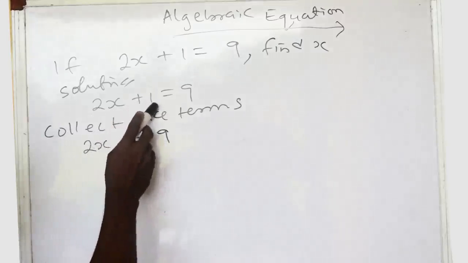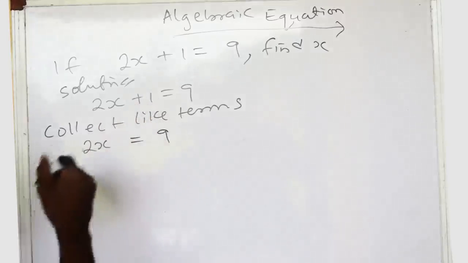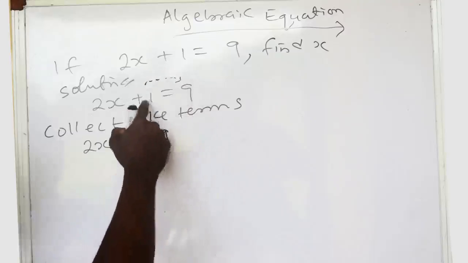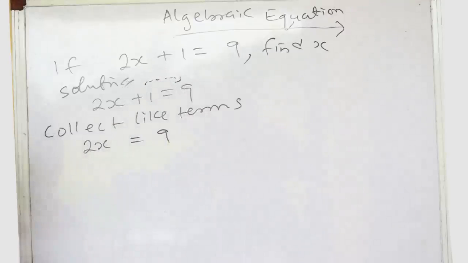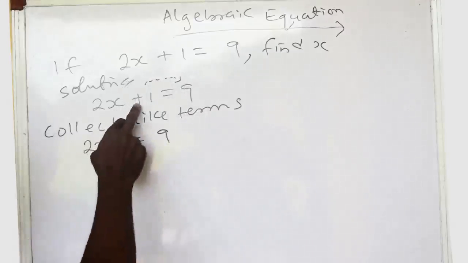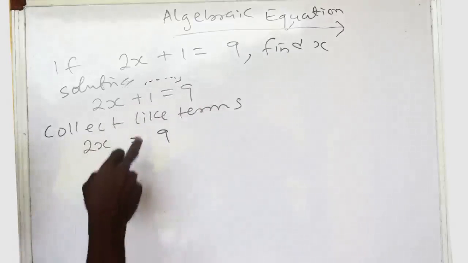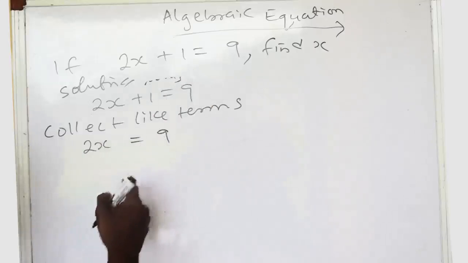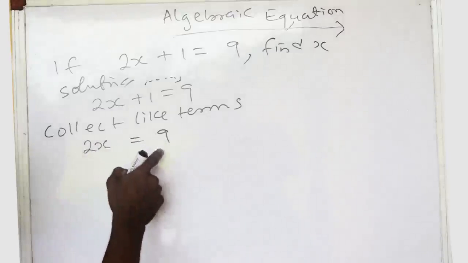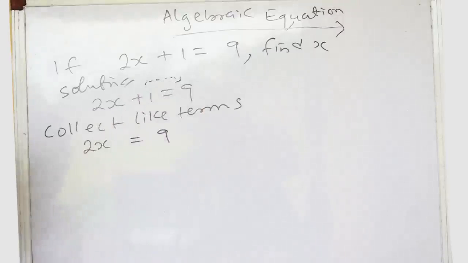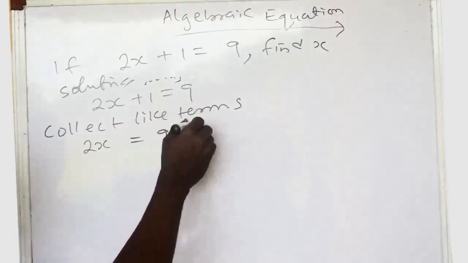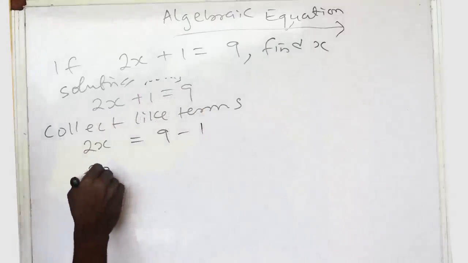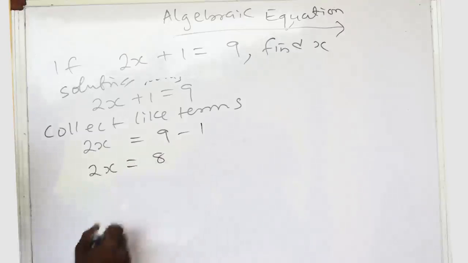Since this is positive, for it to go to 9, it must cross the equality sign. For it to cross the equality sign, the sign must change. Since it is positive, the sign must change to negative. If it's negative, the sign must change to what? Positive. So the sign must change anytime a number crosses the equality sign. 9 is positive. It doesn't need to change sign because it did not move. 9 is the one welcoming what? 1. So we have 9 minus 1. So we have 2x equals 9 minus 1, which is 8.